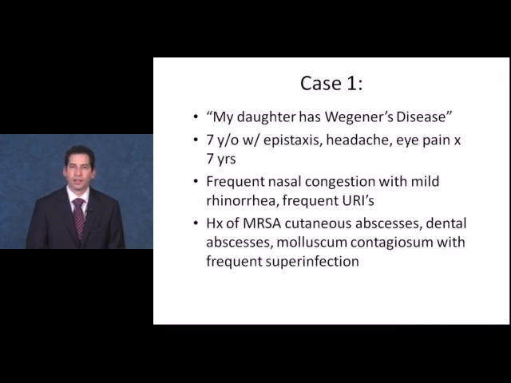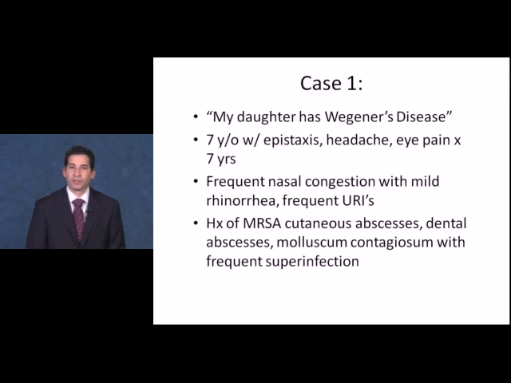I'd now like to discuss two special cases. This first patient presented with a chief complaint that they were told their child has Wegener's disease. This family came in a complete panic. They had looked up Wegener's on the internet and saw terrifying things and were really afraid that their child was going to die. The chief complaints and symptoms were nosebleeds, headache, and eye pain lasting for approximately 7 years, that is, this child's entire life.